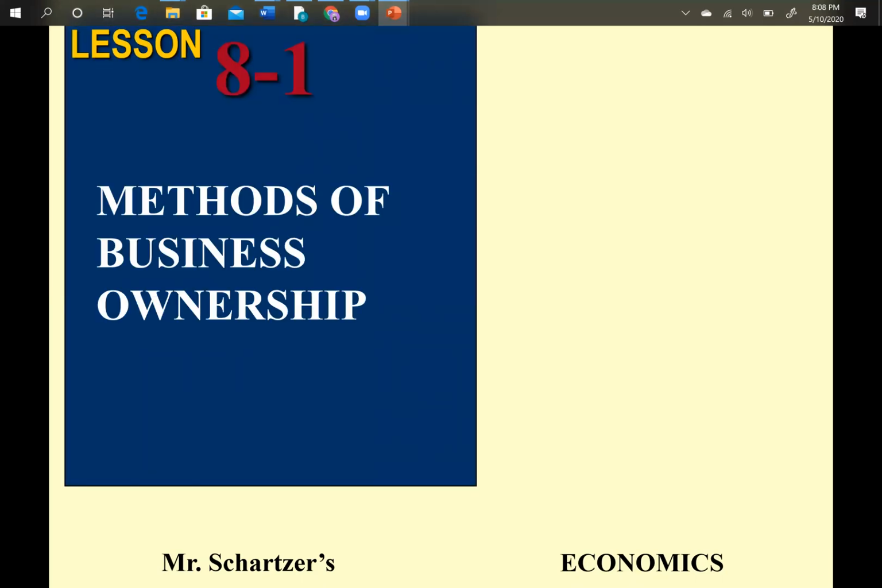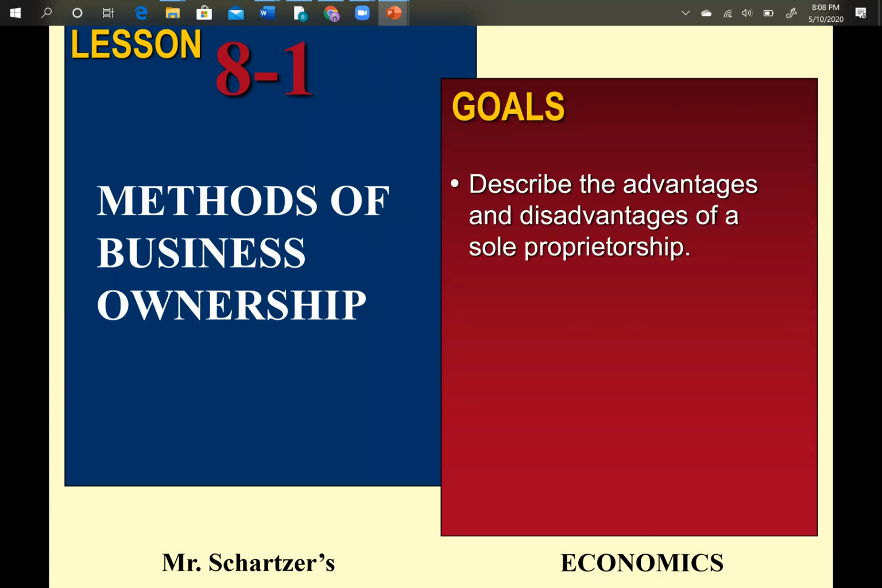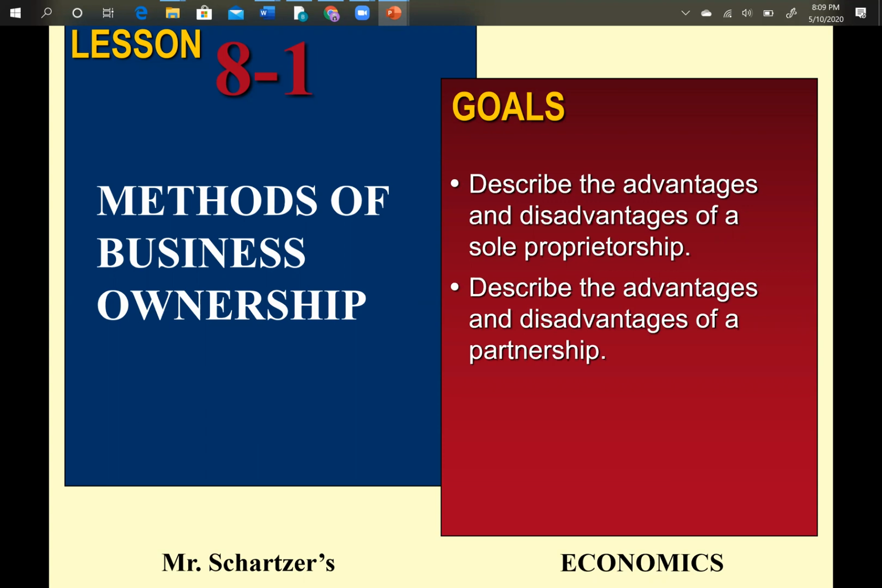Today, I want to talk a little bit about the methods of business ownership, or the organization of business, with three goals in mind. First of all, we'll talk about a sole proprietorship and what the advantages and disadvantages of a sole proprietorship are. We'll talk about a partnership and again, describe the advantages and disadvantages of a partnership. And then we'll talk a little bit about a corporation. What does it mean to be incorporated and what are some of those characteristics?